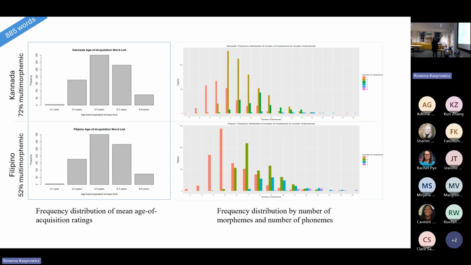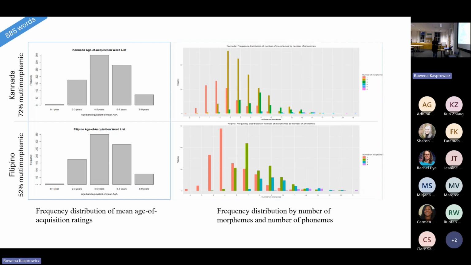This is Kannada on the top panel and Filipino on the bottom panel. The first thing I want to draw your attention to is that this is for 885 words across about 5 parts of speech. In Kannada, 72% of the words were multimorphemic when we started off, and then we had to standardize. That was the unconstrained set. And in Filipino, it was 52%.